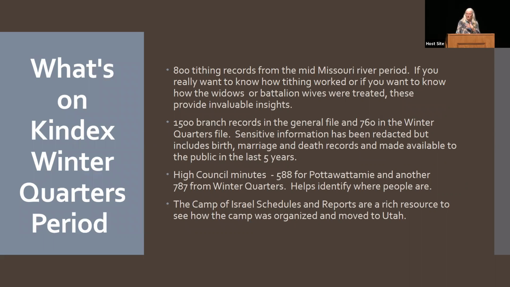During the Winter Quarters time period, and so people that maybe do not have battalion members inside of Kindex, there's 800 tithing records from the Mid-Missouri River period. There's 1,500 branch records in the general file and 760 in the Winter Quarters file. Sensitive information has been redacted, but includes birth, marriage, and death records and made available to the public just in the last 5 years. So it's opened up some additional resource tools for us as we search inside of Kindex.